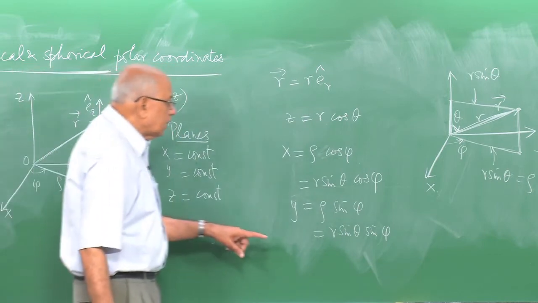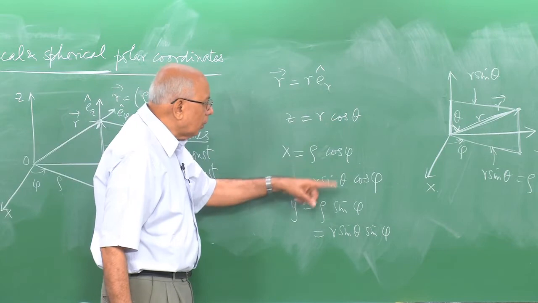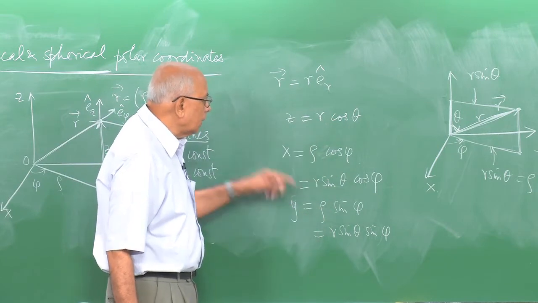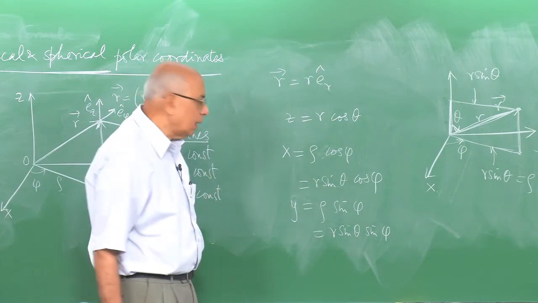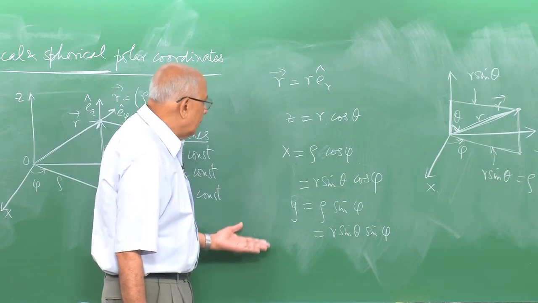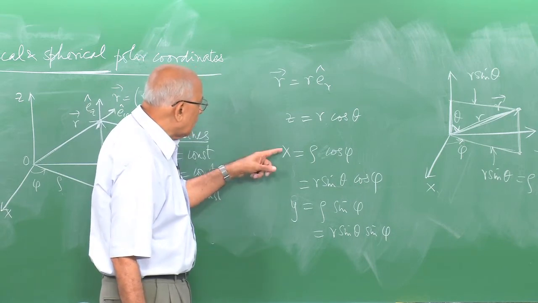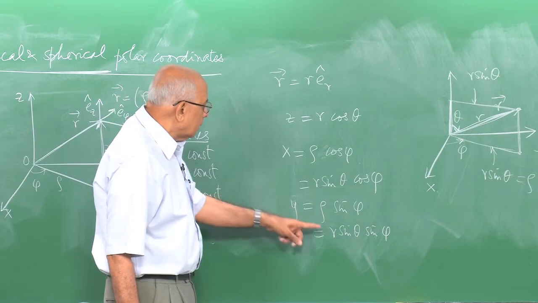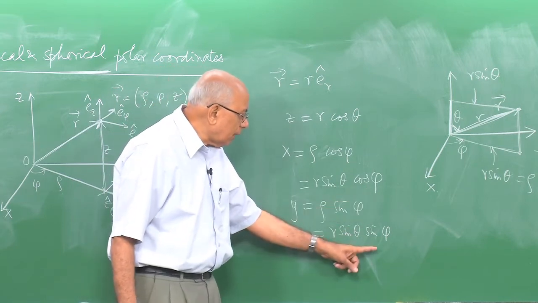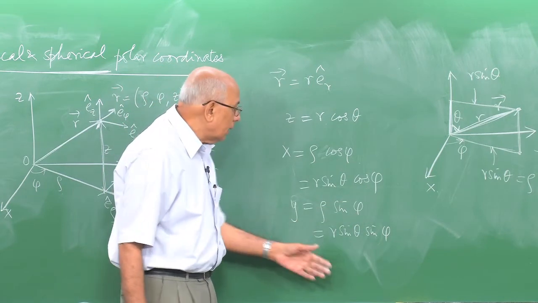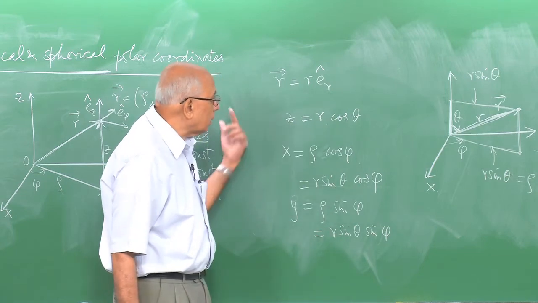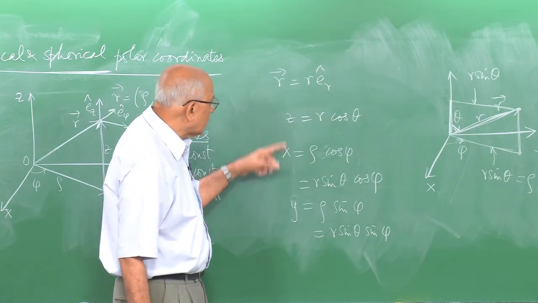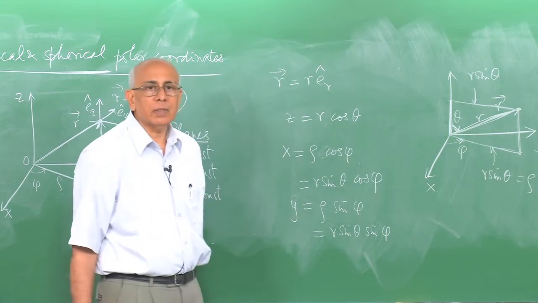So these are the relations which relate the spherical polar coordinates r, theta, phi to the Cartesian coordinates of a point x, y, z. So it's immediately clear that x squared plus y squared plus z squared, first of all the sine squared phi plus cos squared phi gives you 1, and then the sine squared theta plus cos squared theta gives you 1. So x squared plus y squared plus z squared is r squared, which is what you want.